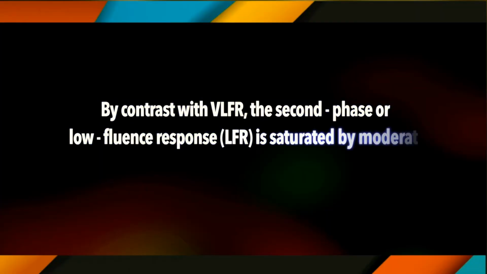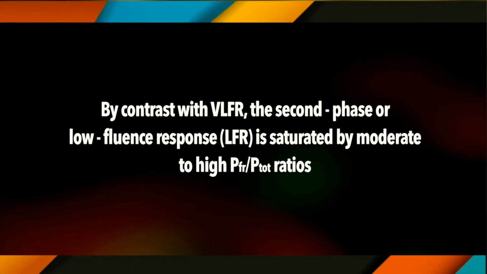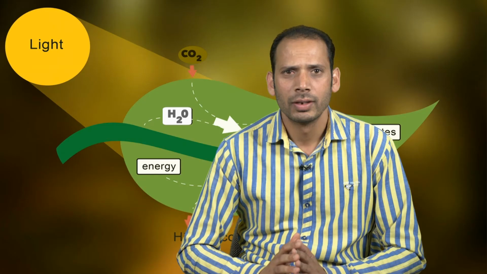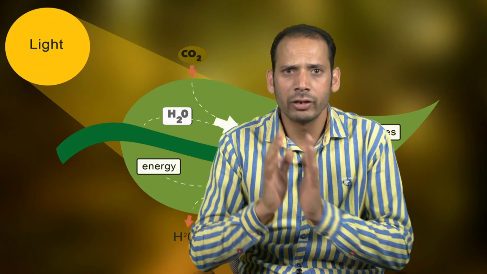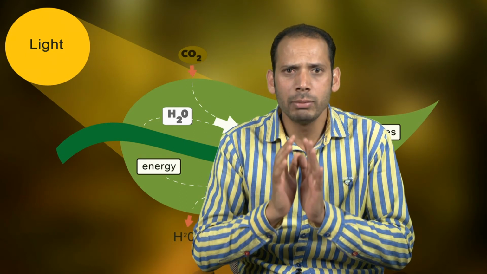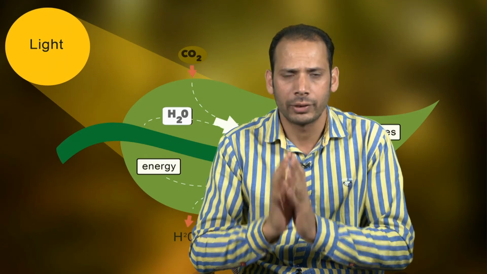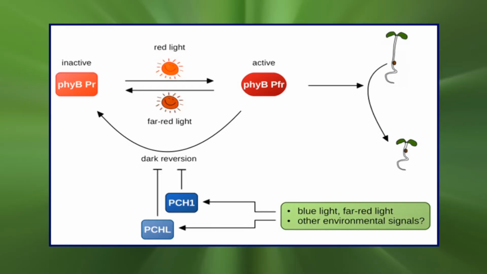By contrast with very low fluence responses, the second phase or low fluence response is saturated by moderate to high PFR to P total ratio, such as those established by red light, and is reversed when red light is immediately followed by far red light. The main photoreceptor involved in low fluence response is phytochrome B.